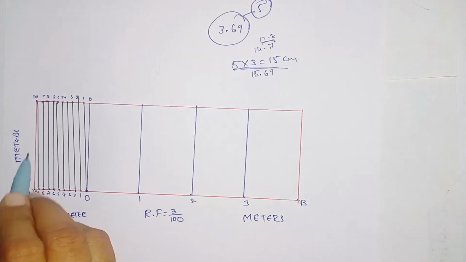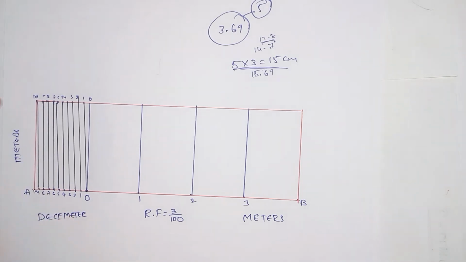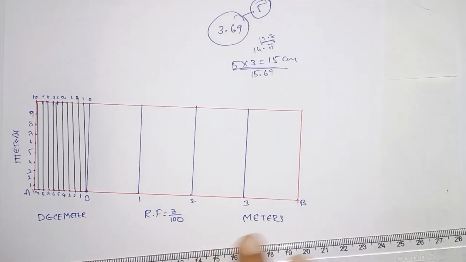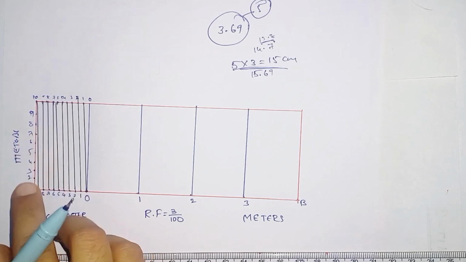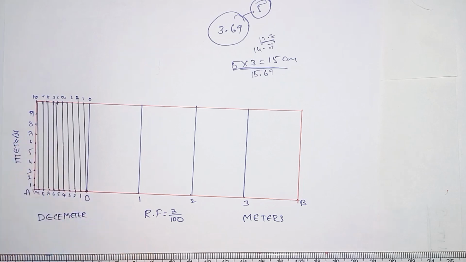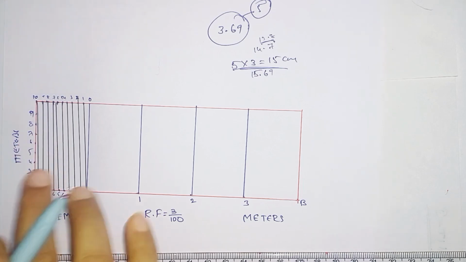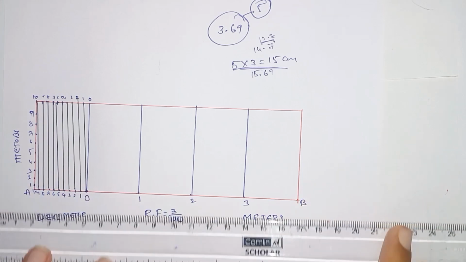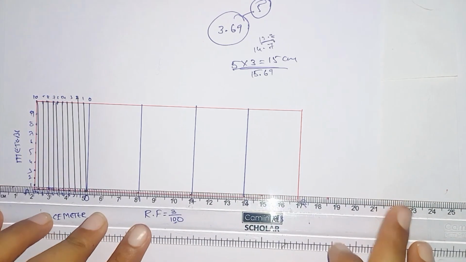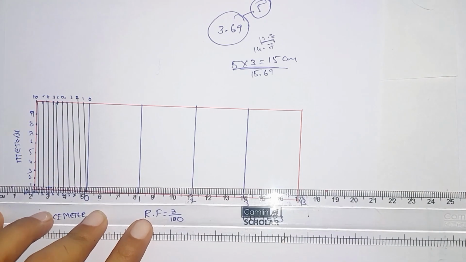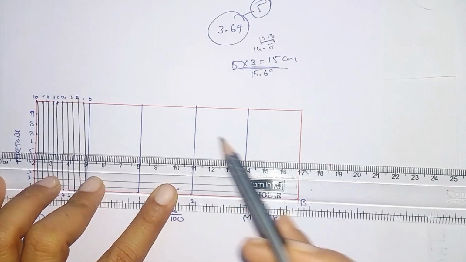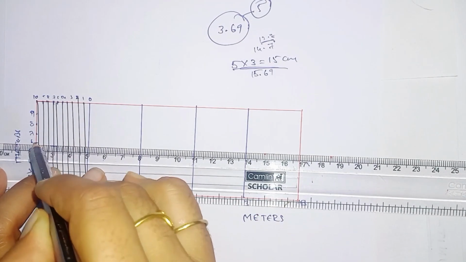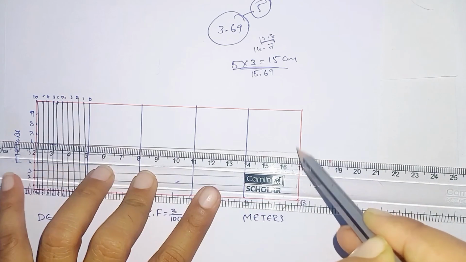Similarly, the height of the scale, 5 centimeters, you have to divide into 10 equal parts. Again divide the height of 5 centimeters into 10 equal parts and draw the horizontal lines up to the rectangle box.